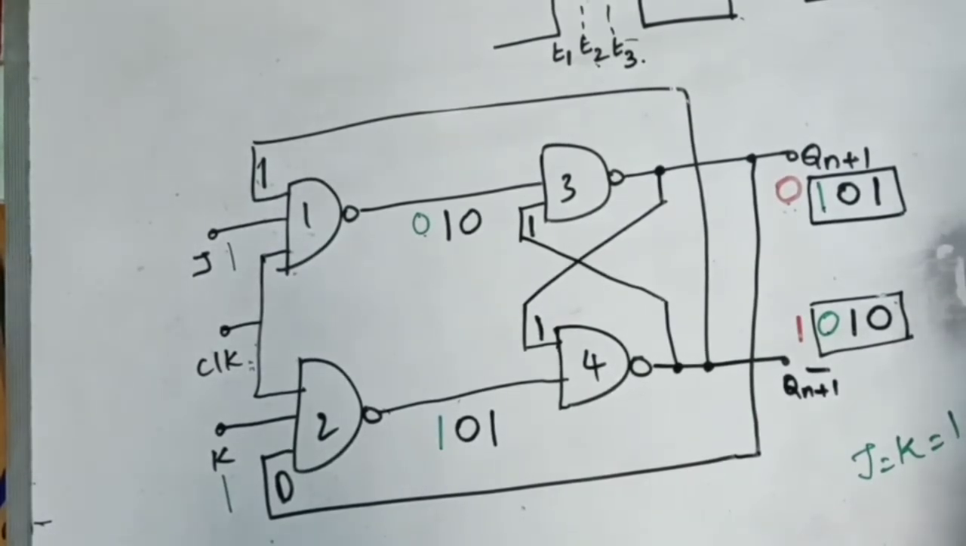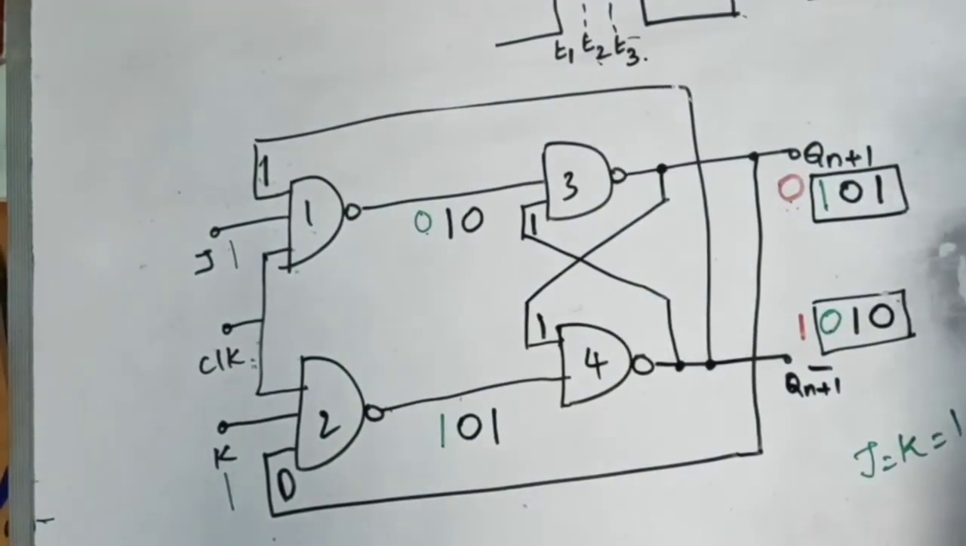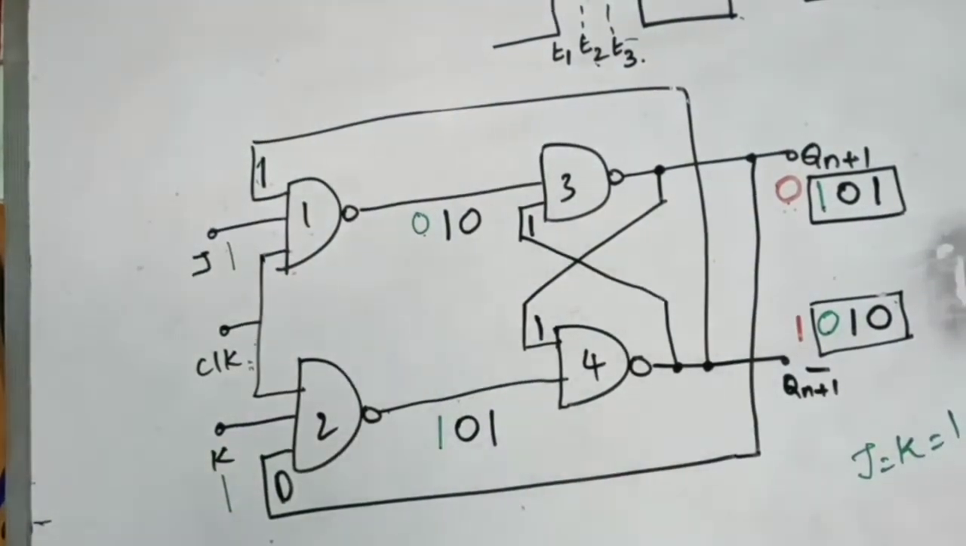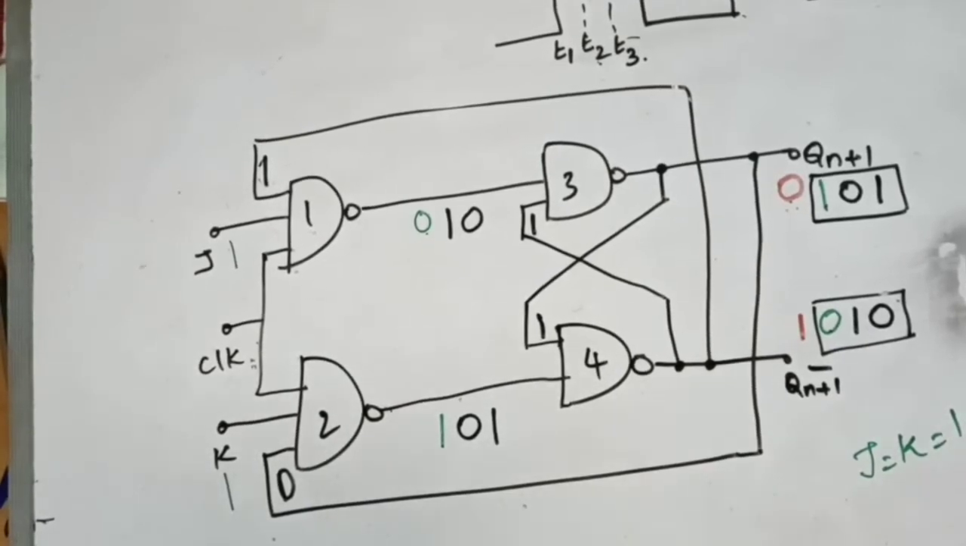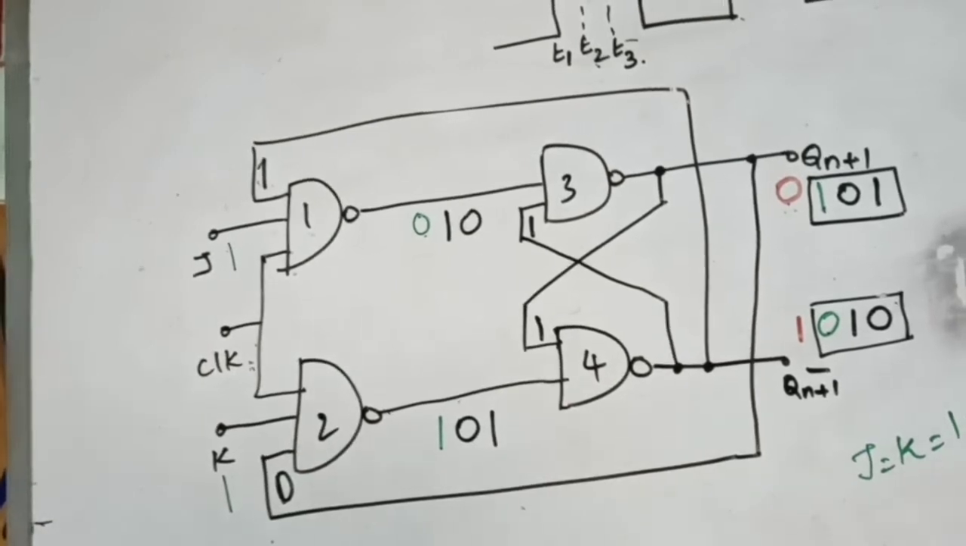So that is an issue with the JK flip-flop. That is when J equal to 1, K equal to 1. Since my output Qn+1, that is the next state, is Qn bar, the output will toggle for the same clock pulse. For one single clock pulse, the output will start to toggle because it is Qn bar.